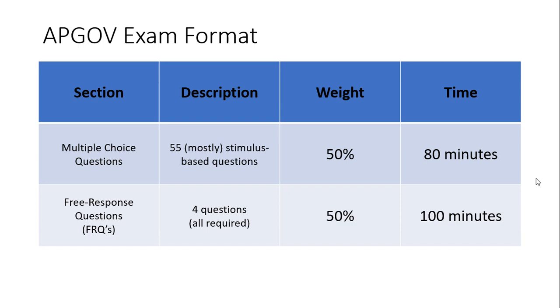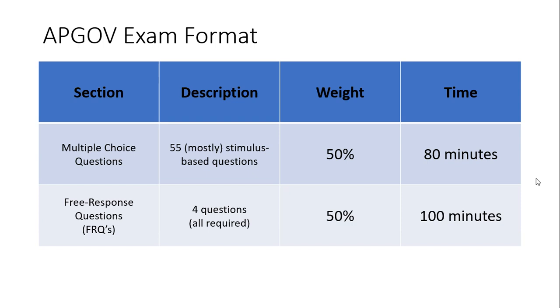So the AP Government exam is divided into two parts. The first part you'll do is the multiple choice part, 55 mostly stimulus-based questions in 80 minutes. That is worth 50% of your overall exam score, and we will definitely do a lot of practice with multiple choice throughout the year to get you ready for that part.